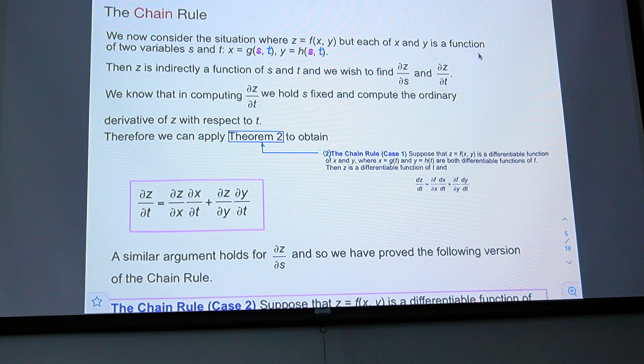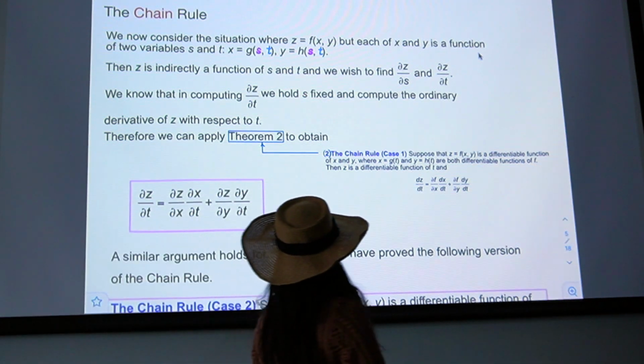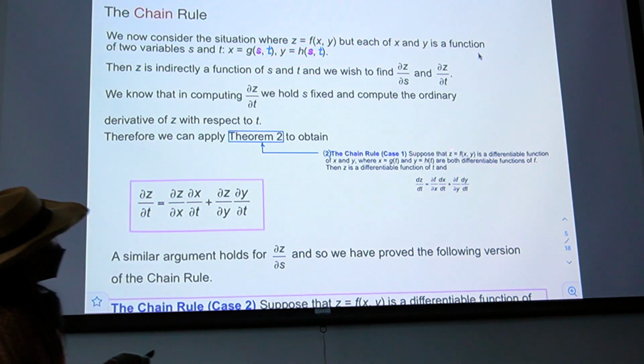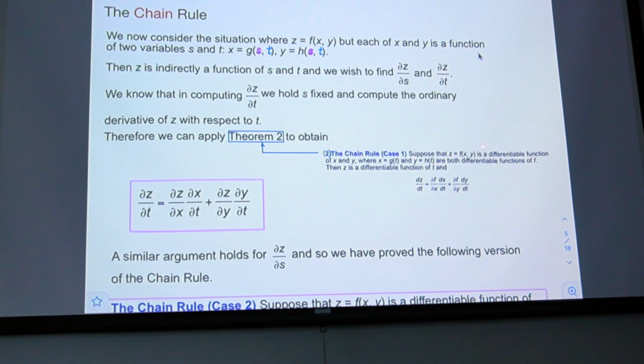So therefore, we can apply case 1 of the chain rule here. If you hold s fixed, then z, x and y become functions of a single variable t. And then you can apply case 1 over here.